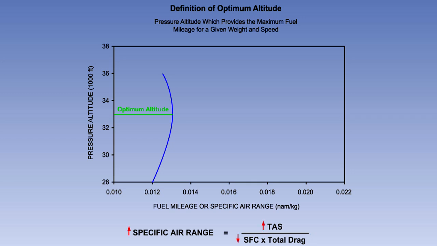As the aeroplane climbs, the Mach number will increase again to its previous limiting value, and drag will increase back to its previous value. But more importantly, the higher altitude has increased the true airspeed and decreased the specific fuel consumption. Therefore, the specific air range increases. This means that over time, as the weight decreases with fuel burn, the optimum altitude increases.